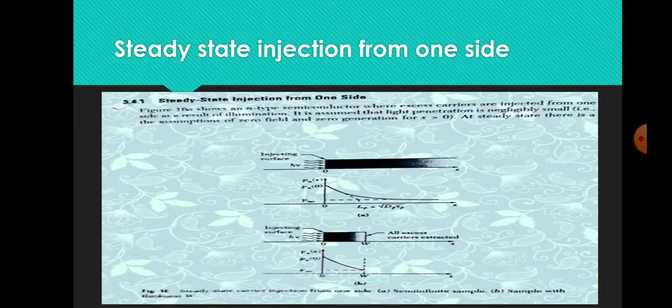The differential equation for the minority carriers inside the semiconductor is ∂Pn/∂t = 0, that is, equal to Dp ∂²Pn/∂x² minus (Pn minus Pn0)/τp. We have used the continuity equation as we have described earlier. The boundary conditions are Pn at x equal to 0 is equal to Pn0, a constant value, and Pn at x equal to infinity is equal to Pn0.